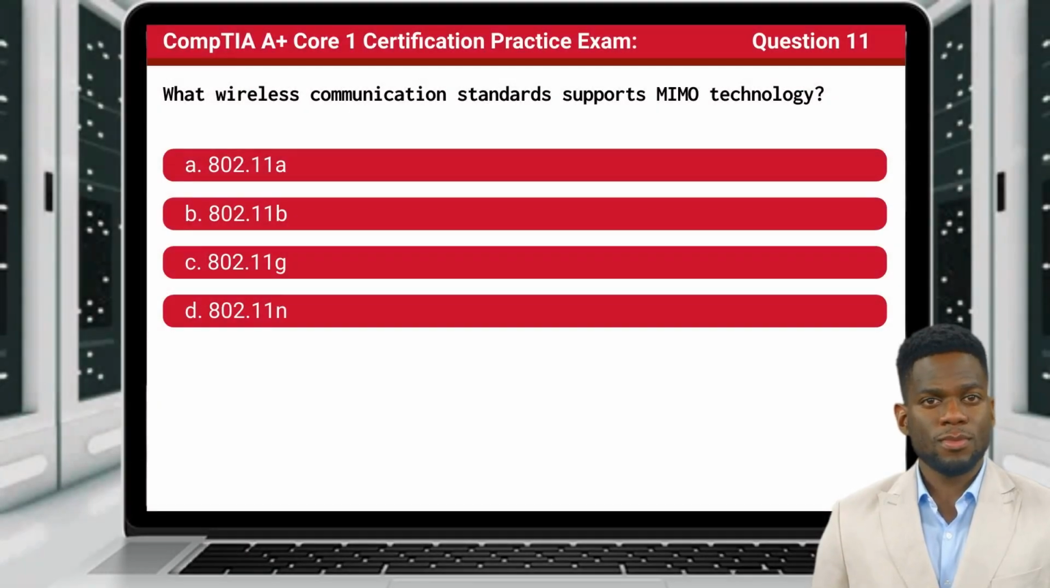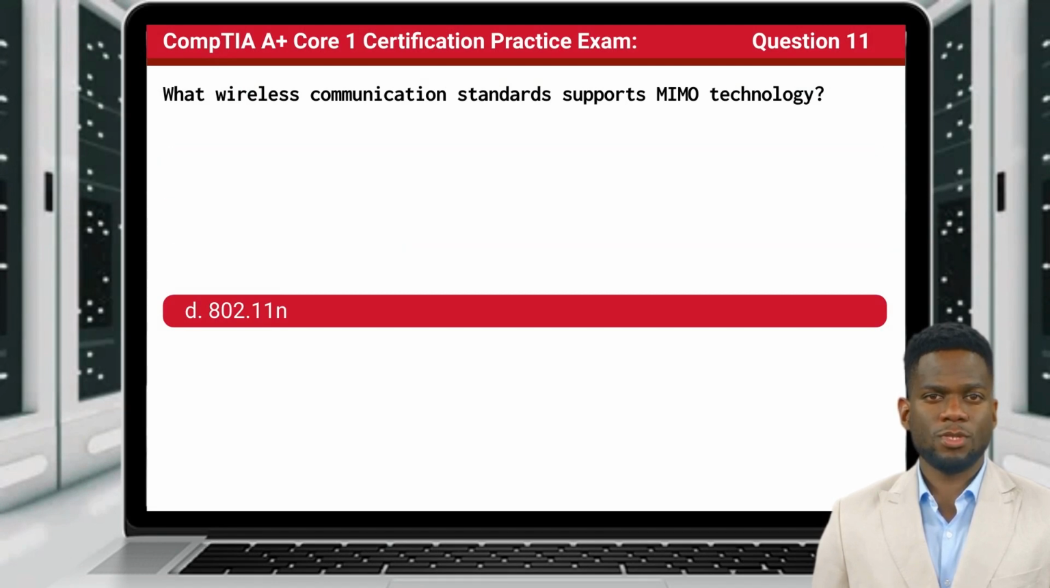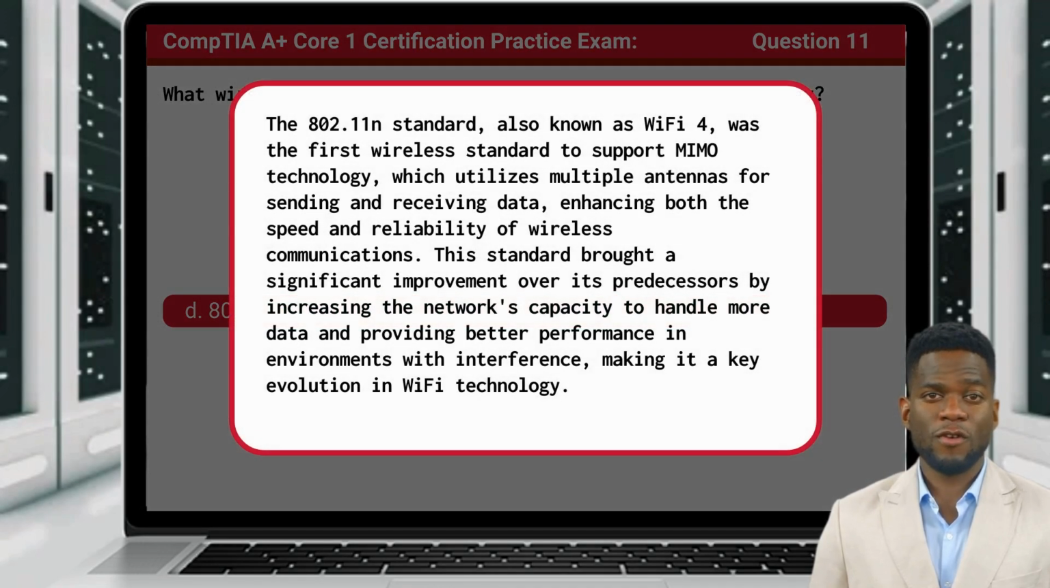Question 11. What wireless communication standard supports MIMO technology? The answer is D. 802.11n. The 802.11n standard, also known as Wi-Fi 4, was the first wireless standard to support MIMO technology, which utilizes multiple antennas for sending and receiving data, enhancing both the speed and reliability of wireless communications.